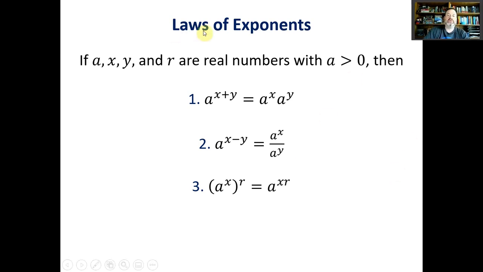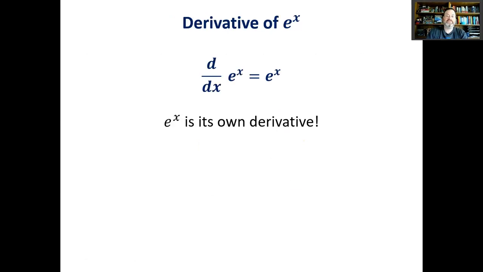So adding exponents is the same as multiplying the functions. Subtracting is the same as dividing. And if we have a to the x to the r, it's a to the xr. What I want you to notice here is these correspond exactly to the logarithmic rules, the laws of logarithms, right? Except the laws of logarithms start on this side and go back the other way. So we'll be using these properties to do some proofs.